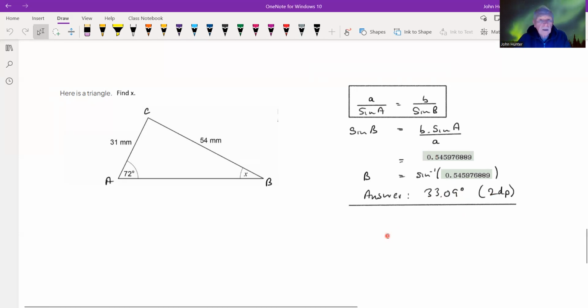Okay, so some examples there covering all three of those formulas, and also an obtuse angle example, a couple of them in there as well, just to give you the idea for that. So hopefully that's going to be of use to you, and thanks for watching.